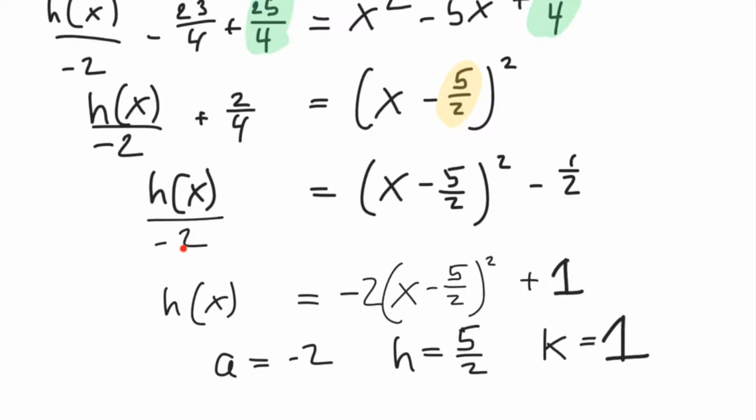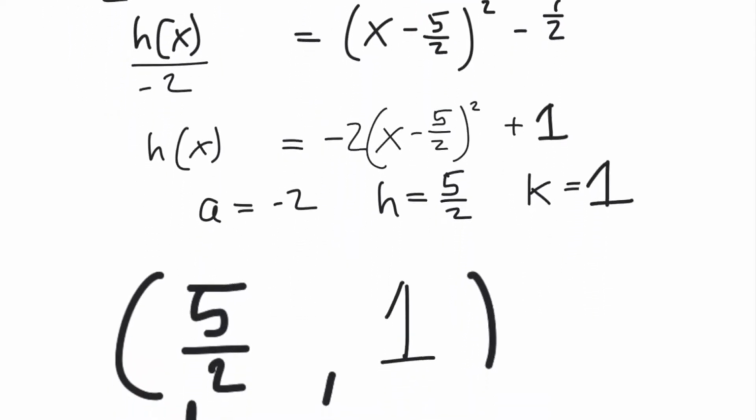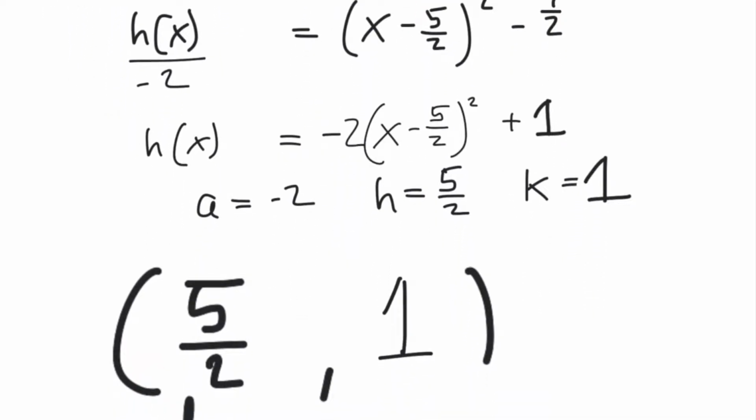When I multiply both sides by -2, this cancels out, and we're left with h of x, which is what we want. That's the goal, h of x all by itself. This term is one gigantic term, and it all gets multiplied by -2 because we've got a -2 out in front. -2 times -1/2, and negative times a negative is a positive, and they're reciprocal, so it just becomes 1. So we've got an a value of -2, an h value of positive 5/2.